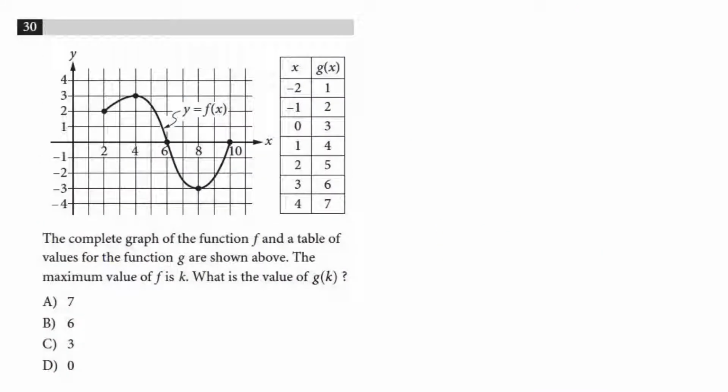30. The complete graph of the function f and table of values of the function g are shown above. The maximum value of f is k. What is the value of g of k? Maximum value of f is k. Okay, well that's 3. What is g of 3? Well, g of 3 is you have an input of 3 into g, and you get out a 6. All right.